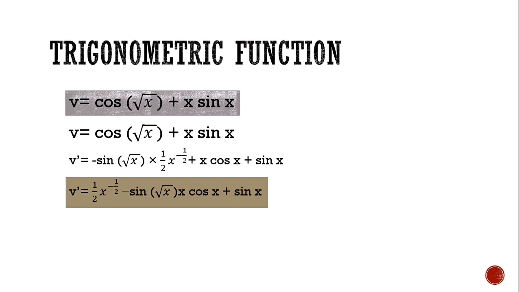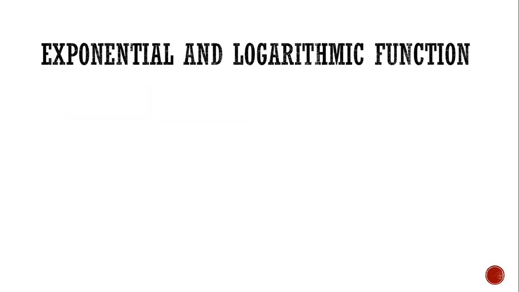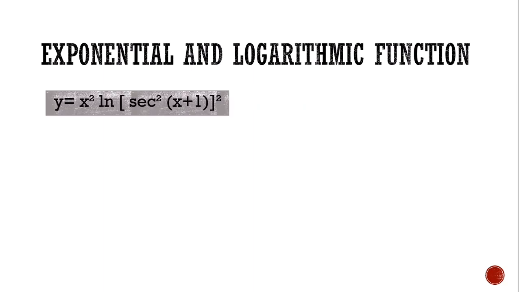V prime equals negative sine square root of x times 1/2 x raised to negative 1/2 plus x cosine x plus sine x. Simplify it. V prime equals negative 1/2 x raised to negative 1/2 sine square root of x plus x cosine x plus sine x.